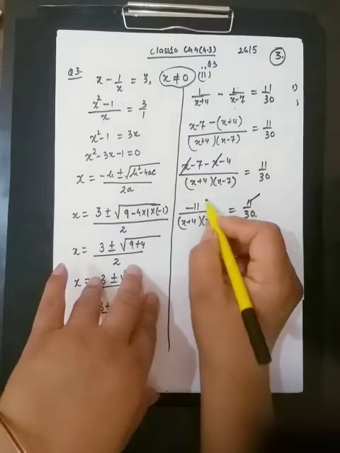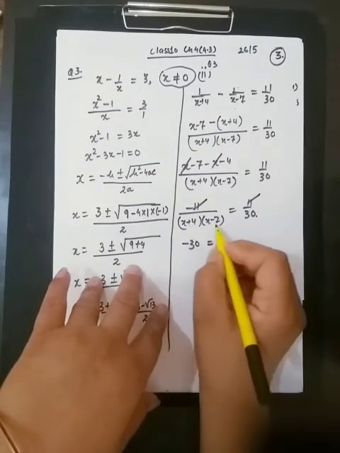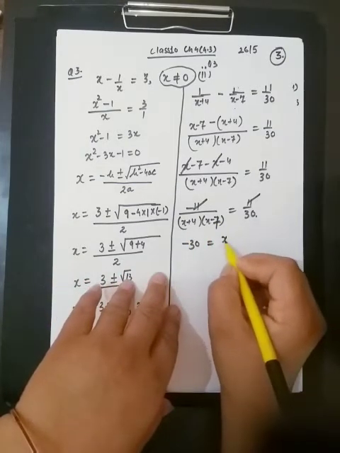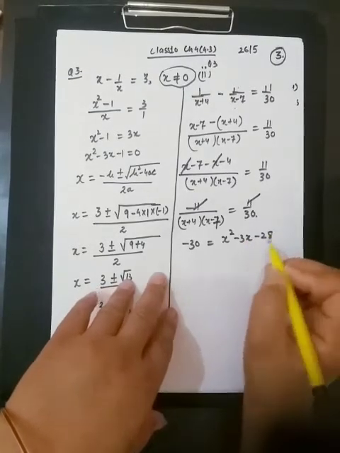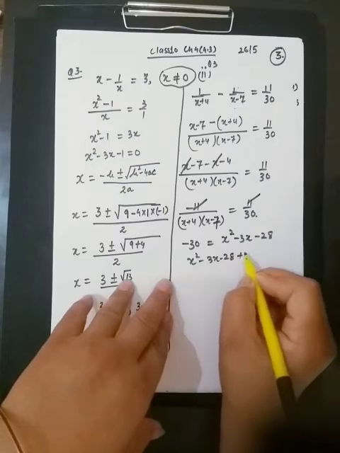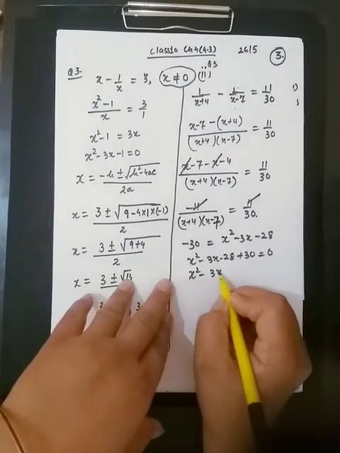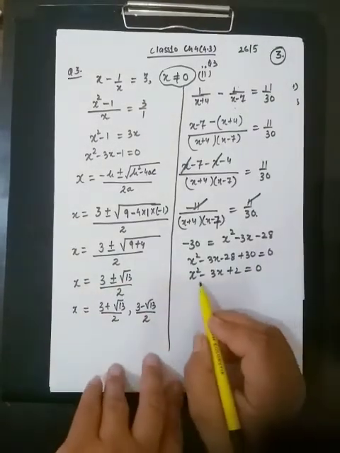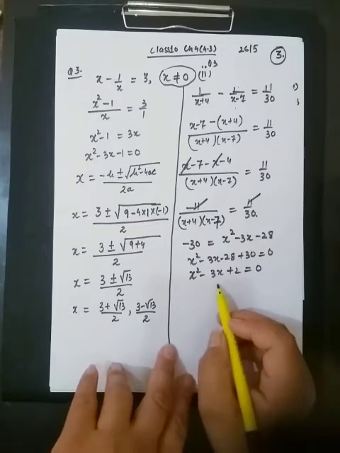And again 11 is cancelled with 11 and we get minus 30 is equal to, and we can multiply these two terms also and we will get x square minus 3x minus 28. Now arrange it. We get x square minus 3x plus 2 is equal to 0. Now I can solve this quadratic equation to find the roots of this equation.